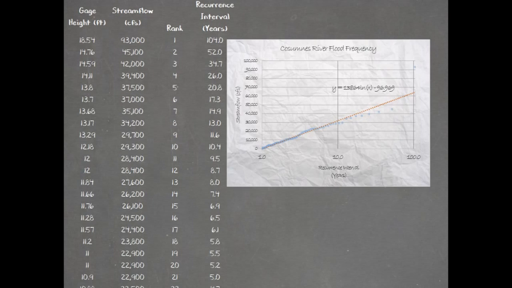Let's forecast out a 200-year flood. What a monster that would be! First, we take our formula from the trend line we made. Then we plug in 200 for x, because the recurrence interval is on our x-axis. Then we solve for y. We get about 73,000 cubic feet per second. That's a lot of water.